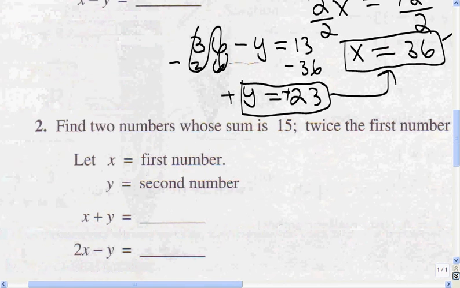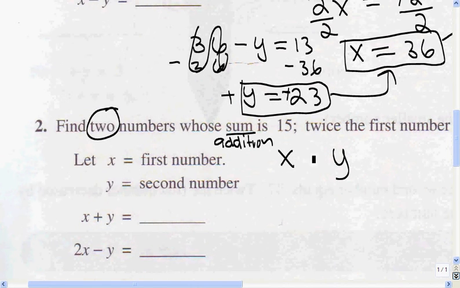Okay, let's do it again. Here they're saying find two numbers. So I know there's going to be two numbers, so that's probably going to be x and y. And here they say sum. Sum means addition, so I'm going to put an addition sign. And is, I already told you, is means equals. So x plus y equals 15. So we've got our first equation down.